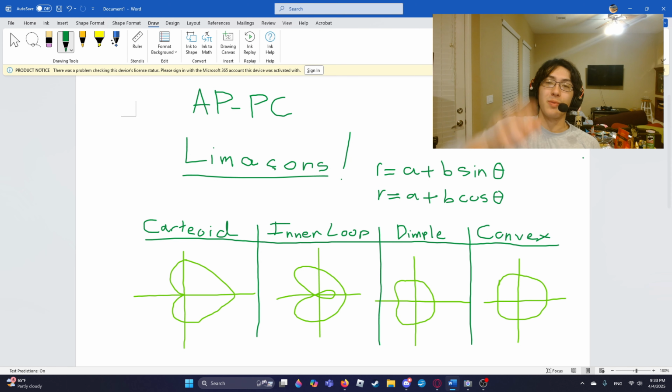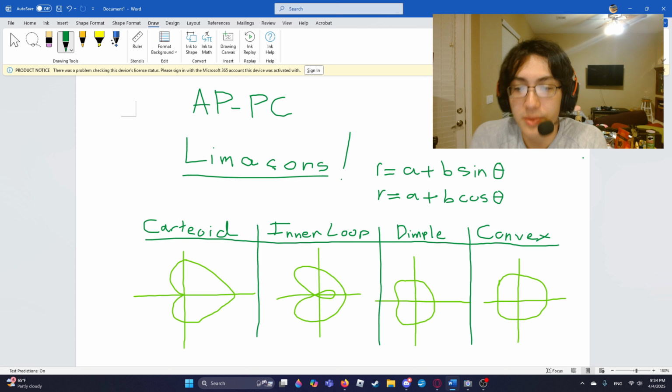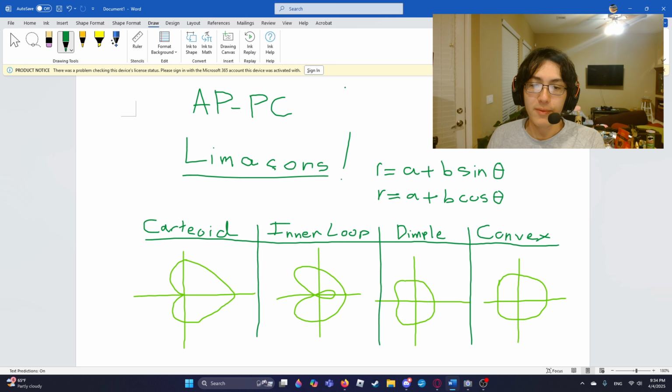Hello everyone, today we're going to be doing AP Precalculus Limacons. Limacons are going to be the first polar functions that we'll be seeing in this AP course. We're going to be looking at four different types of limacons today: the cardioid, the inner loop, the dimple, and the convex. Today we'll be using Desmos.